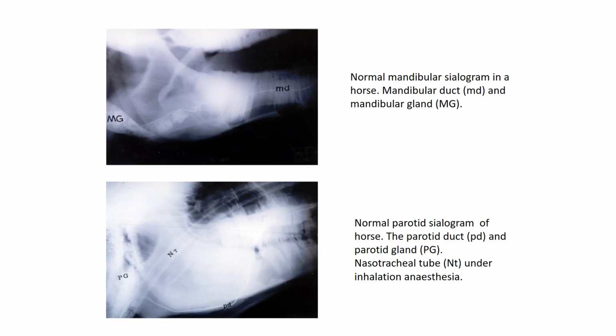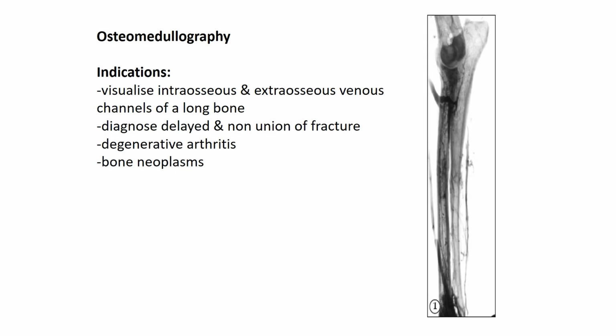This is again one of the radiographs of a horse. Here you can clearly appreciate the normal mandibular sialogram in the horse, the mandibular duct and the mandibular gland. Another is a normal parotid sialogram of a horse, the parotid duct and the parotid gland. You can clearly appreciate this in the lateral radiograph of a skull.